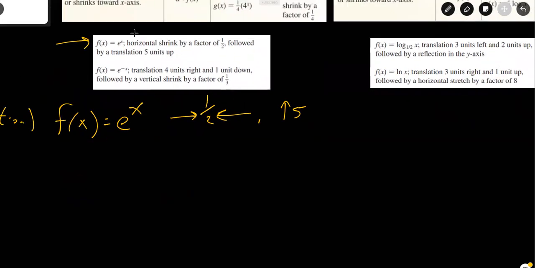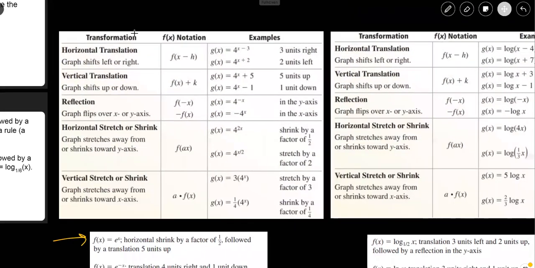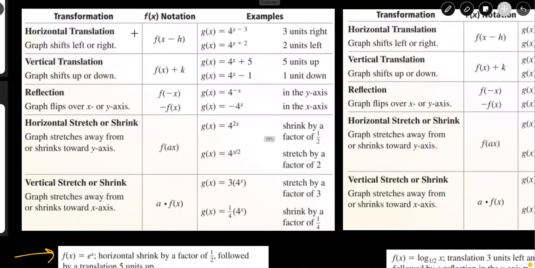F of x equals e to the x. I'm shrinking horizontally to a factor of 1/2 and then moving up by 5 units. So I got this little chart from the lecture the other day. So the things that are happening in this case, I'm going to switch to green. Things that are happening is that we are doing a horizontal stretch or shrink. In this case, it's a shrink.